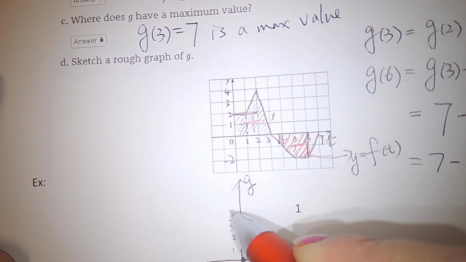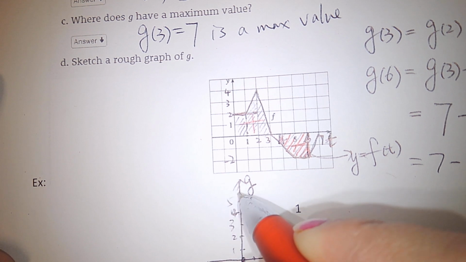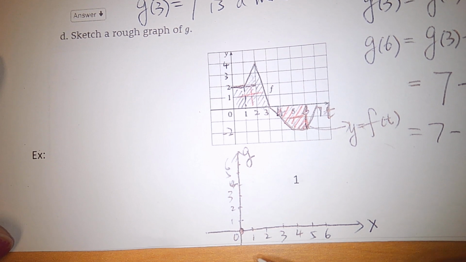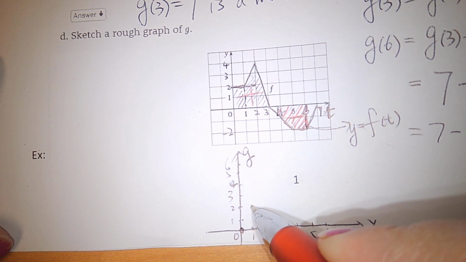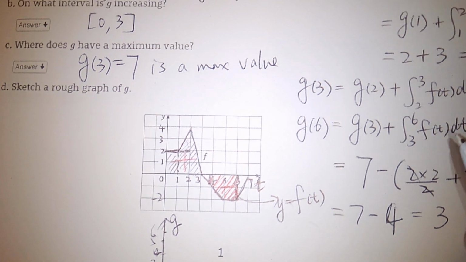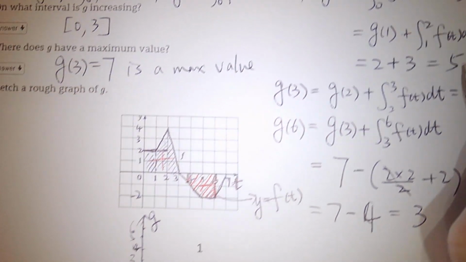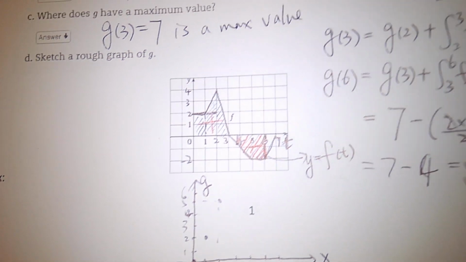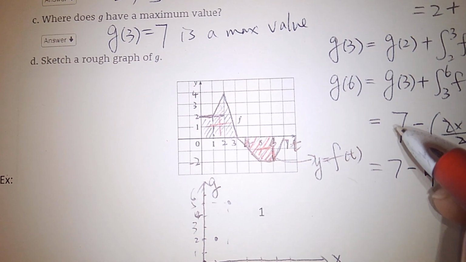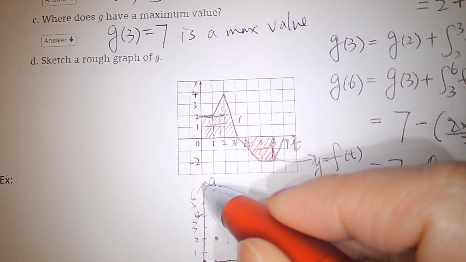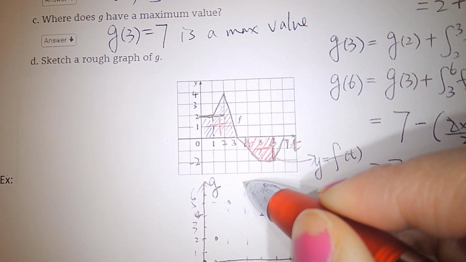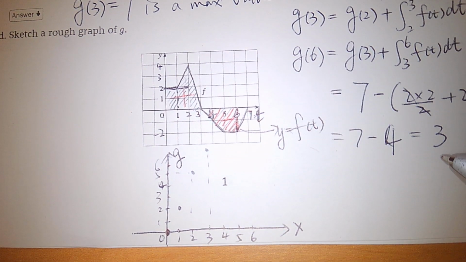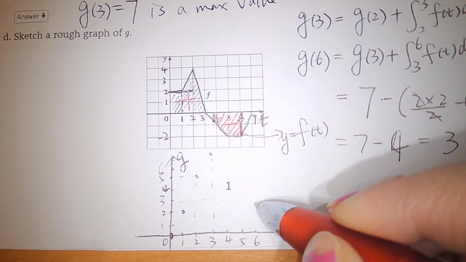1, 2, 3, 4, 5, and 6. So g of 0 is 0, g of 1 is 2. G of 2, sorry, G of 2 is 5, right? What is g of 3? 7. And then g of 6 is 3, right? Down to 3.